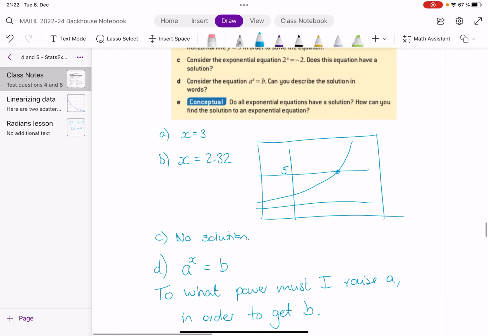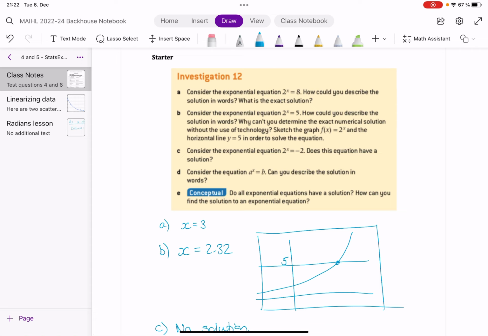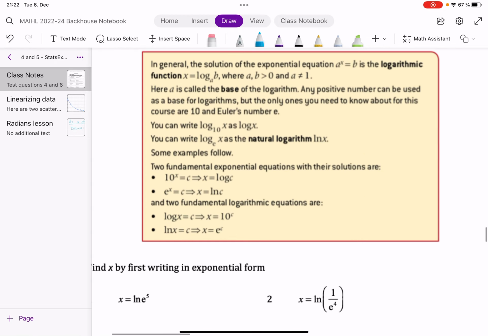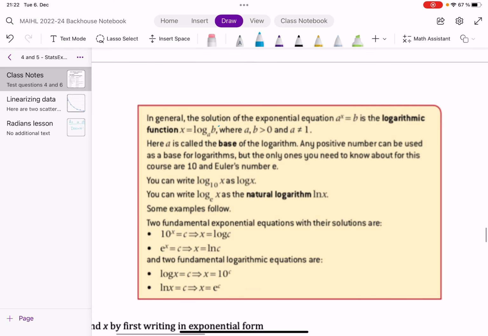If you think back to the very first question, 2 to the power of x equals 8, that's what we were thinking, wasn't it? What power do I need to get 8? And this is where logarithms come in. So in general, the solution of that equation we've just been talking about is the logarithmic function x equals log base a of b. So that's how we say this. Try again: log base a of b.